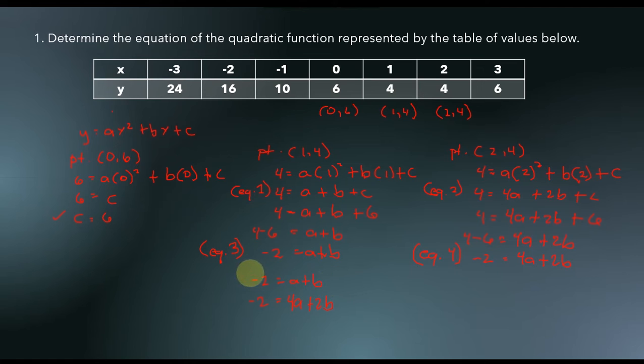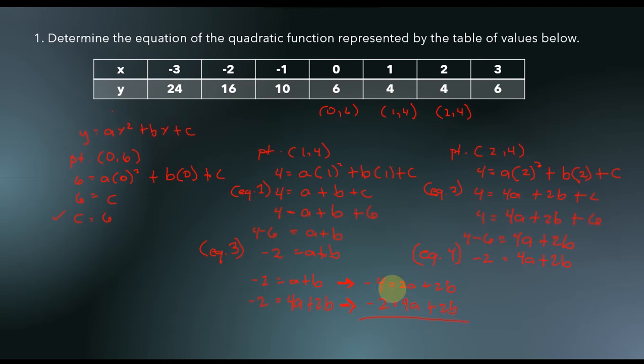Multiplying this by 2, it goes like this. Negative 2 times negative 2 is negative 4 equals 2a plus 2b. And there's no need to multiply equation 4 since we're going to eliminate this 2b here. Negative 2 equals 4a plus 2b.